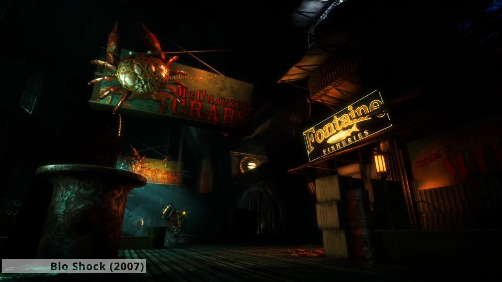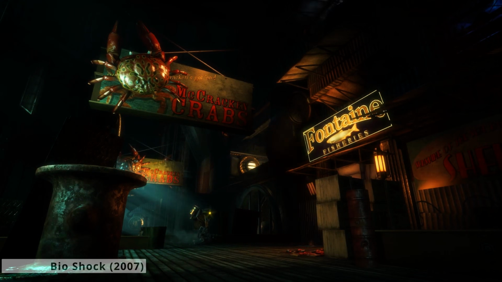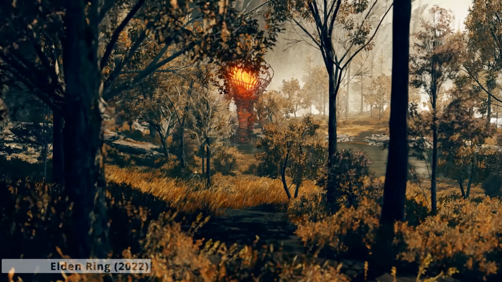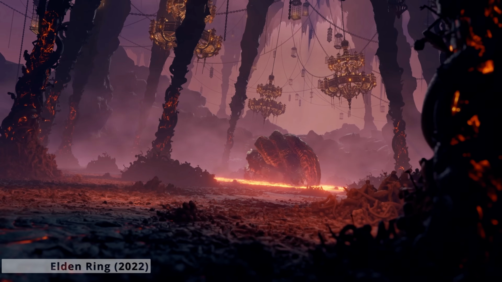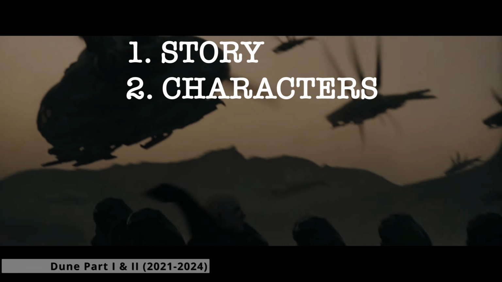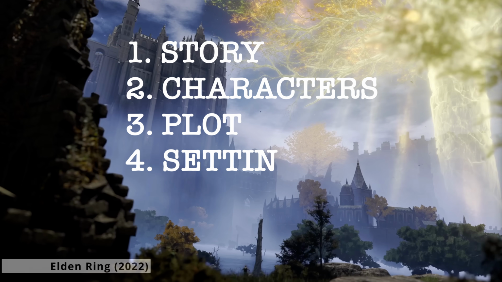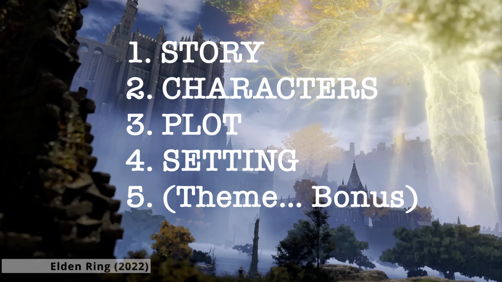Even though we are talking about world building, there is a hierarchy of storytelling that drives how we implement and include world building. Story, characters, plot, setting, and themes as sort of a bonus. And this is a hierarchy. It does fall in this order.